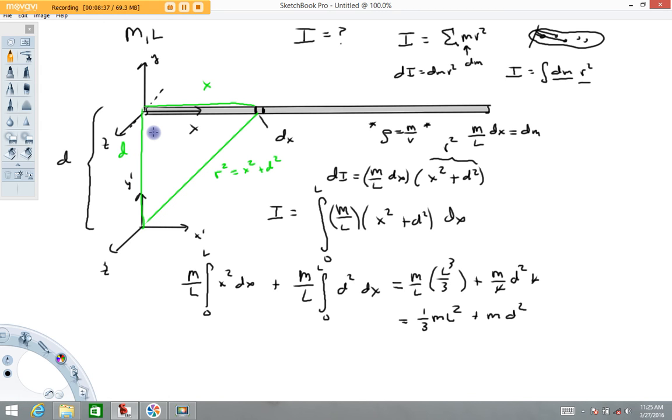Now, it turns out there's other ways to deal with moment of inertia. There's what's called the parallel axis theorem, but I think what I'll do is make a completely separate video out of that. So I'm going to call this one done.